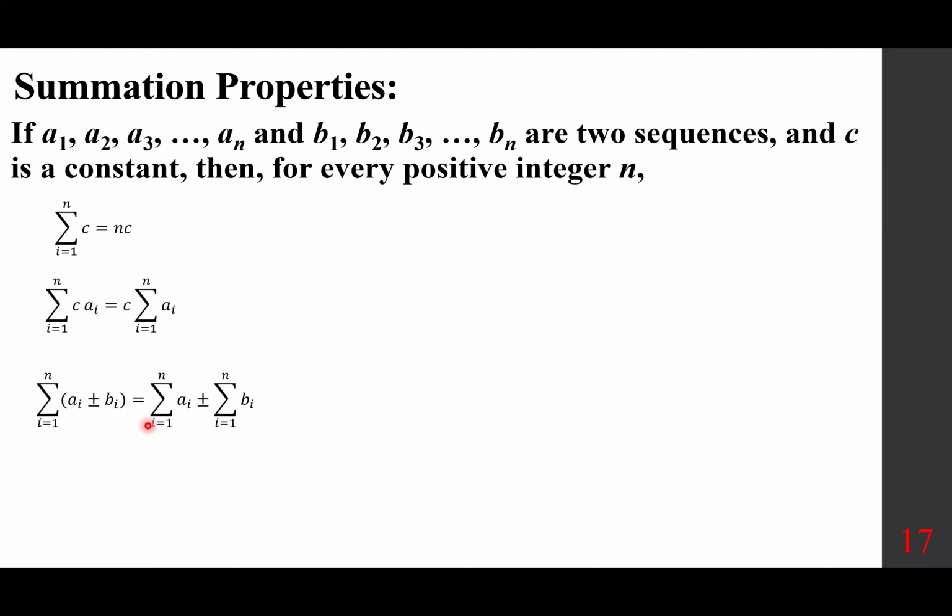If you're adding or subtracting, you can put them into two different formats. So the summation of a sub i plus b sub i is the summation of a sub i plus the summation of b sub i, both of them going from i equals 1 to n, or if you're looking at their difference.